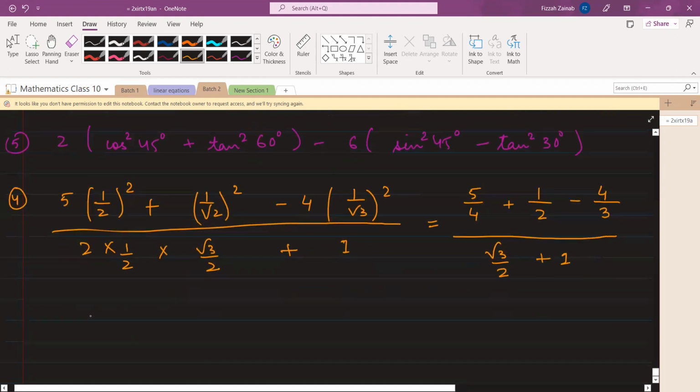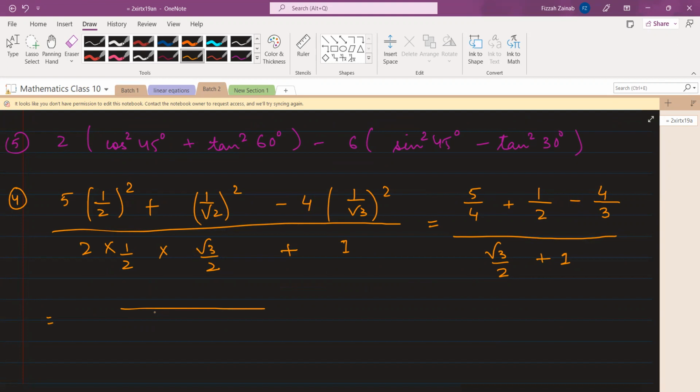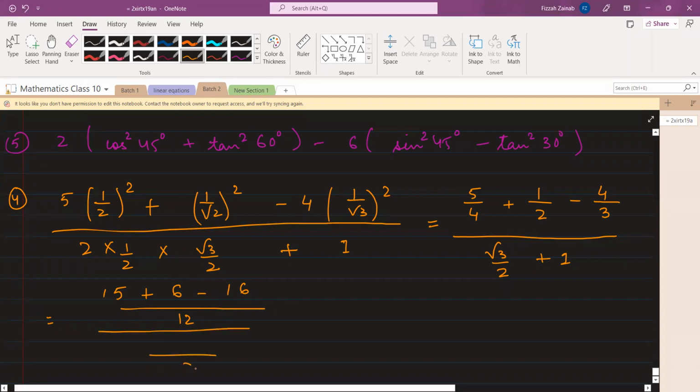So in the numerator, you cannot do anything. Now take LCM. What is the LCM of 4, 2 and 3? 12 it will be, right? 12. So 4 into 3 is 12 and 3 into 5 is 15, plus 6, minus 3 into 4, 4 into 4 is 16, right? And then divided by, now take LCM, which is 2. So under root 3 and plus 2. Am I right?